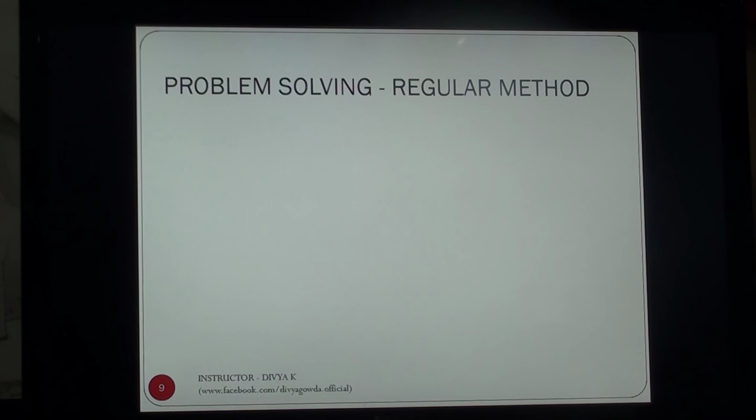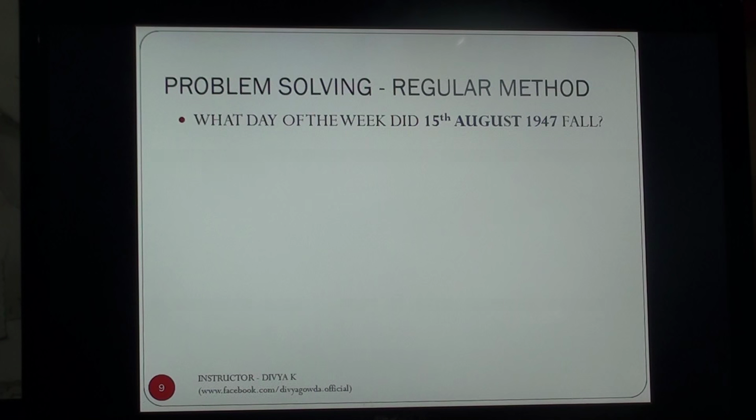First, I'll teach you the regular method which you come across in almost all the major publications. None of the publications actually teach you the shortcut, but I'll be giving you some cheat codes through which you can solve the calendar problem in less than 30 seconds or even better. So let me take an example. It's a very classic example found in almost all the books.